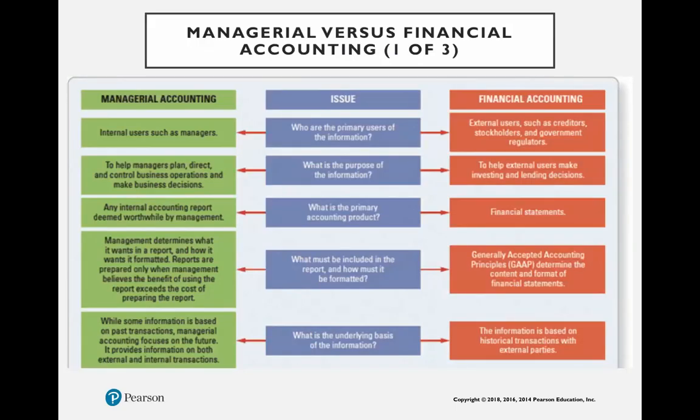So we have here the next 3 slides. I'm not going to go through those. I just highlighted the 3 most important ones. But you can see here we have a bunch of issues. Who's the primary user? What is the purpose of that? What is the primary accounting product, etc.? And you can see on the left of the screen in green, what is the impact on managerial accounting of that issue. On the right in red, you can see what is the financial accounting impact of that issue.